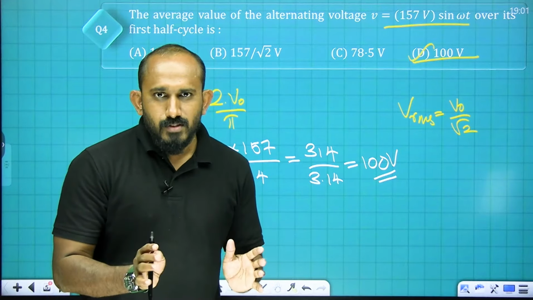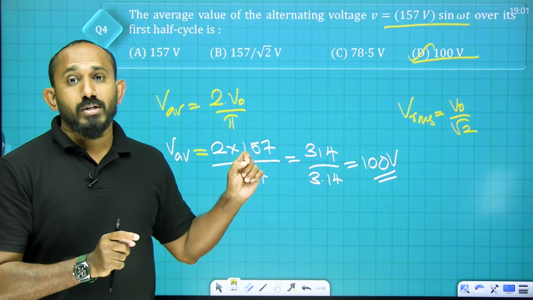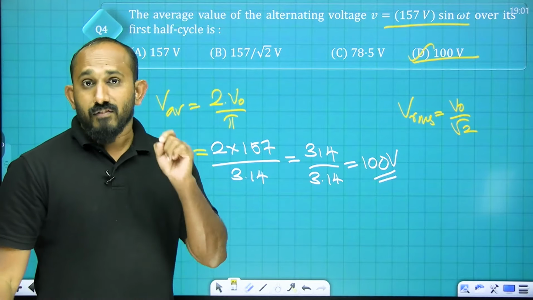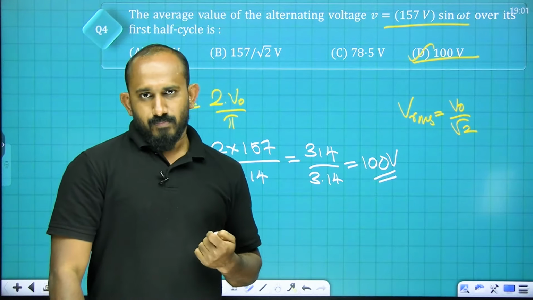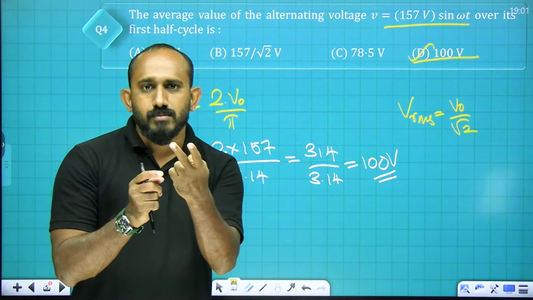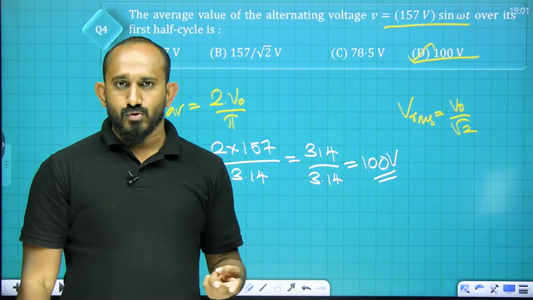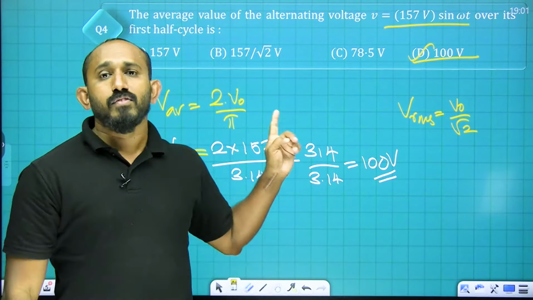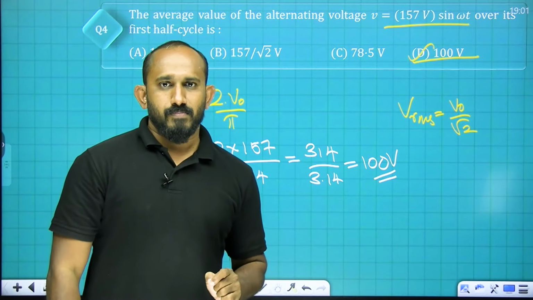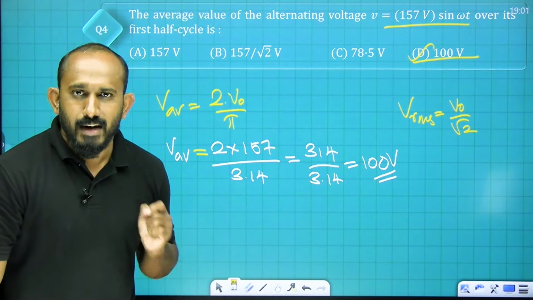Hope you got it. So here average voltage is equal to 2 times V0 by pi, where V0 is the peak value of the voltage. From the peak value voltage we have two concepts, the RMS value as well as the average value. In the first half cycle, average will be 2 V0 by pi. So keep in mind the equation. Let's go for the next question.